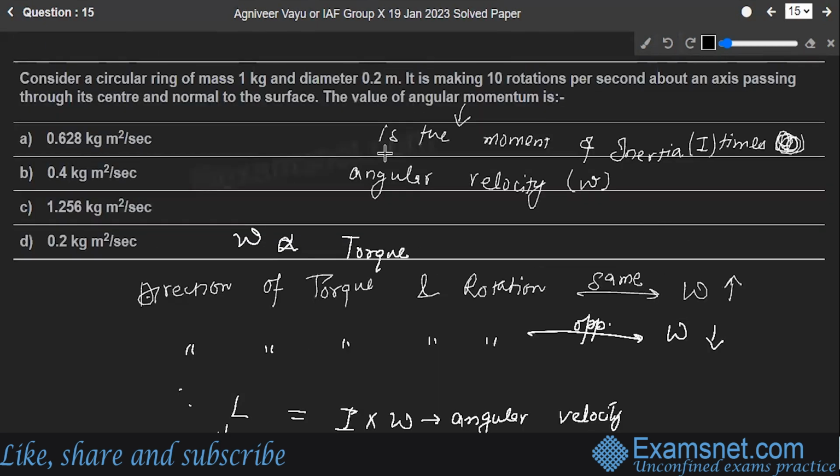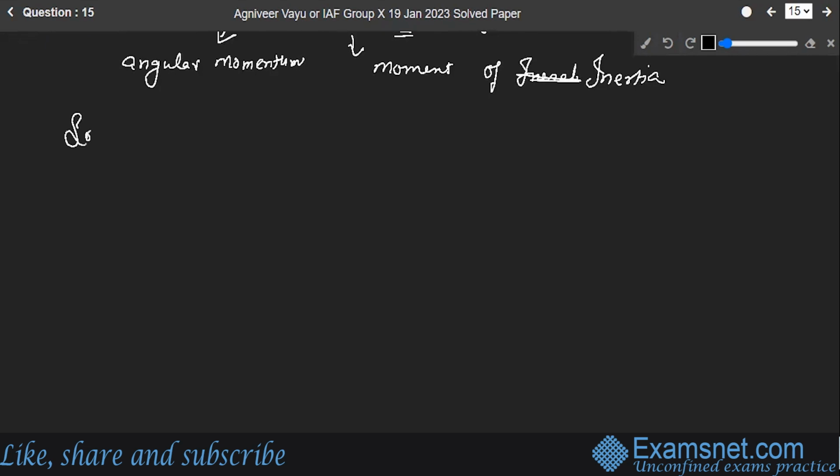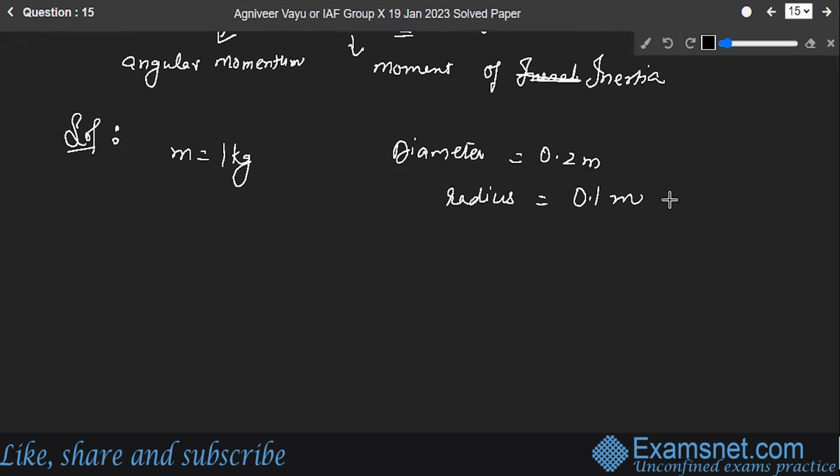In the given question, you are given that the mass is equal to 1 kg and the diameter is 0.2 meters. So the radius will be half of it, right? As we know, the moment of inertia of a ring for which the axis of rotation passes through the center and normal to the plane is given by mr square.